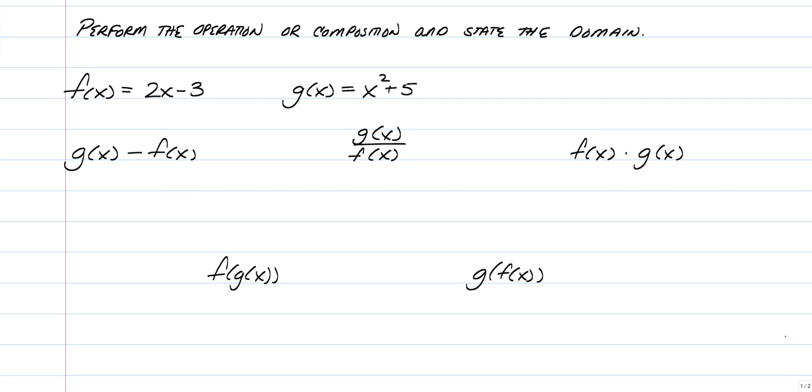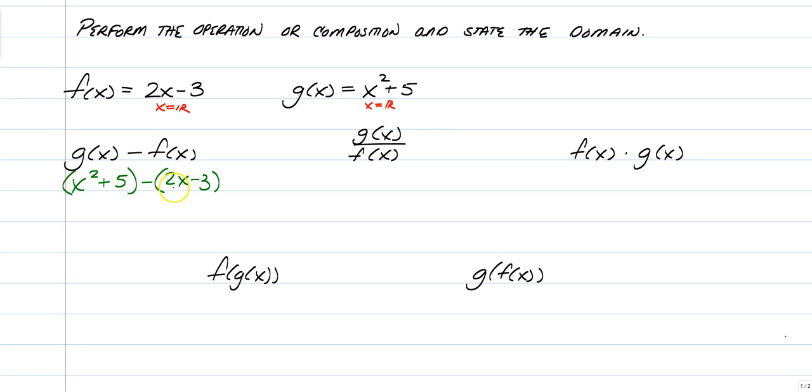So a really important detail when you do that is to start off by listing your domain for each function. So this is just 2x minus 3, so x can equal all real numbers. And we can square anything, so in this one, x can also equal all real numbers. So now let's just start doing what it asks us to do. So g of x minus f of x. So that's x squared plus 5 minus, and then f of x is 2x minus 3. You do not have to write it in parentheses, but sometimes you'll find it helpful for an example like this.